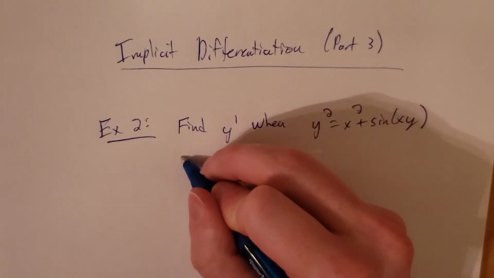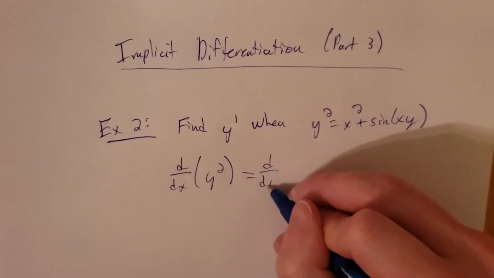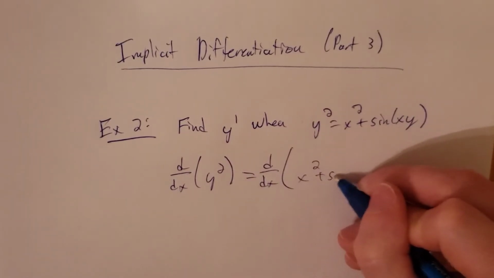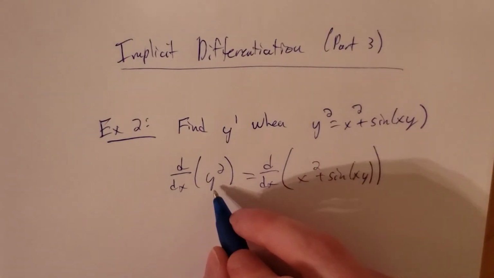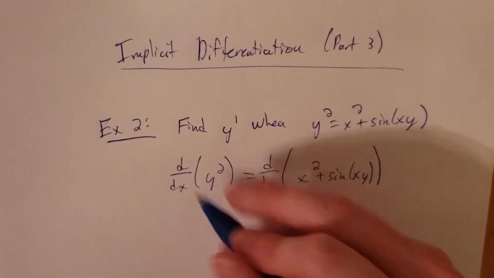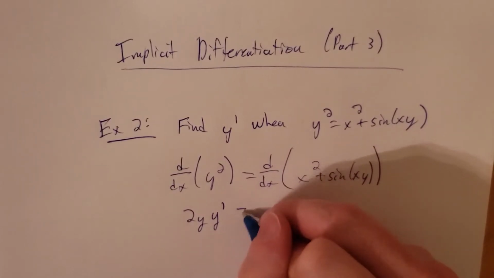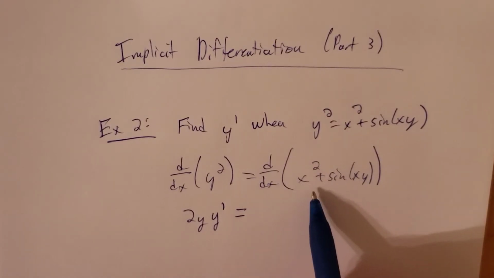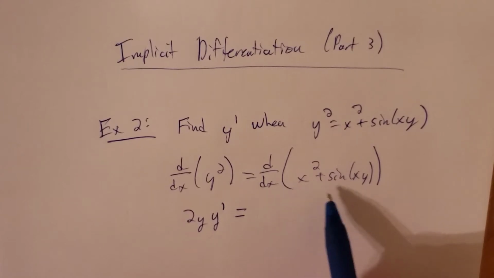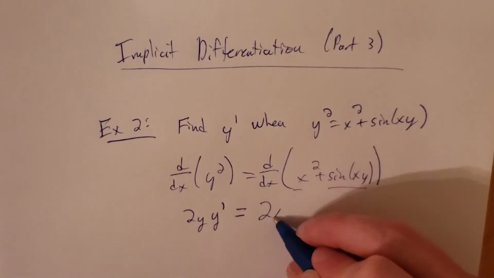So using implicit differentiation, we take the derivative with respect to x of both sides. Okay, and now let's go ahead and derive the left side. We apply the chain rule here, so this is 2y dy dx, or I'll just write y prime, since it's understood that our independent variable is x here. And then we'll take the derivative of the right side. So we can take the derivative of each of these two terms separately. The derivative of x squared with respect to x is just 2x.